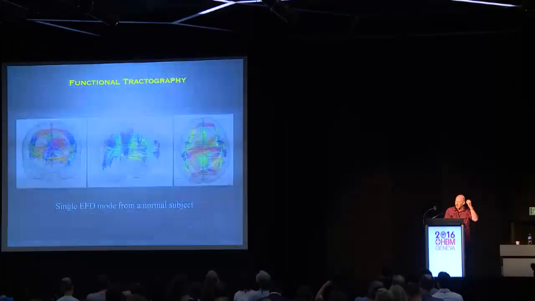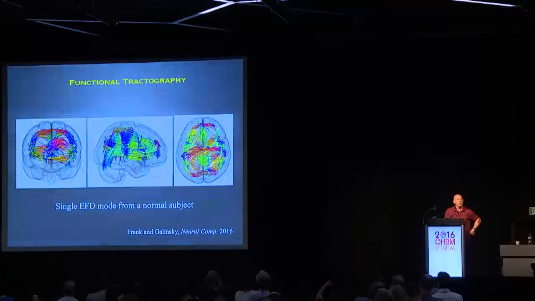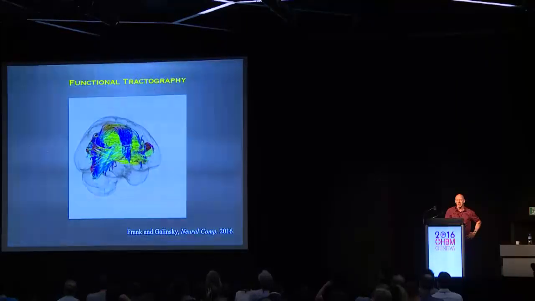And so we have something we call functional tractography. What that is, is mapping the maximum space-time correlation. This is a single mode of a single subject. So this seems like quite an interesting way to look at connectivity. Here's another example.